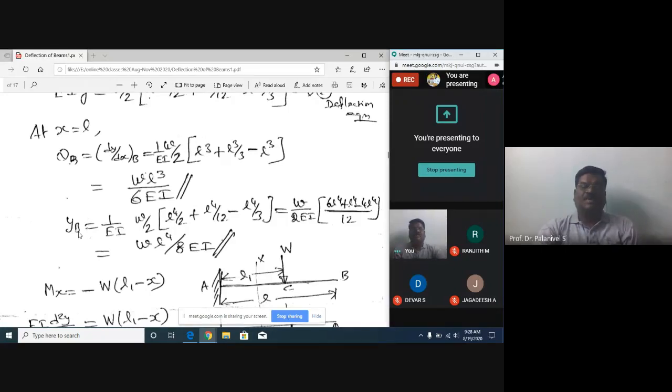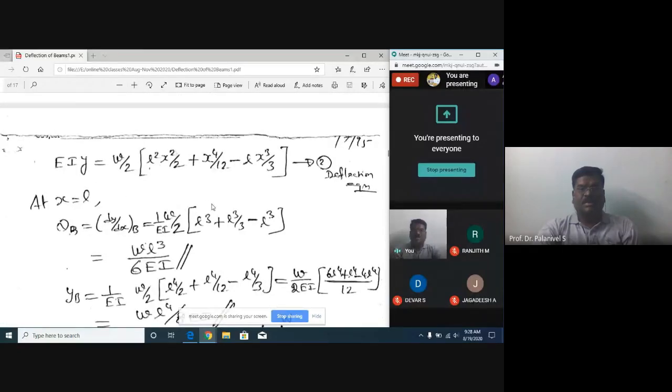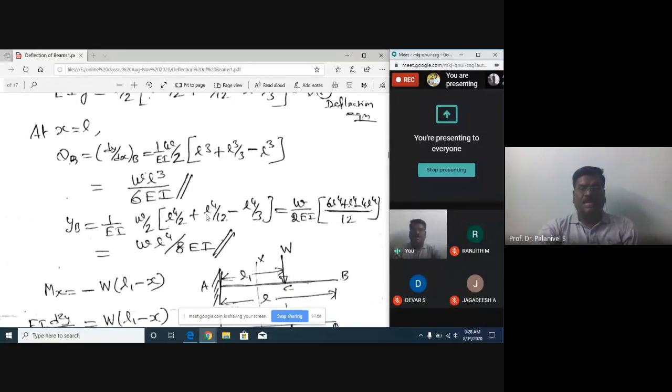Next, deflection at the free end. yB is equal to 1 by EI into w by 2 into this expression, substituting x is equal to L. After simplification, taking the LCM, you will get this one: wL power 4 divided by 8EI.